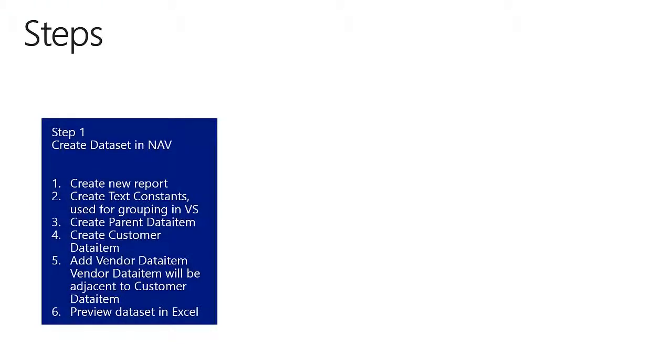In step number 1, we're going to create the dataset in NAV. First, create the report. Then we're going to create three text constants, which I'll be using in grouping in Visual Studio. We'll create a parent data item, a customer data item, and a vendor data item. The vendor data item will be adjacent to the customer data item. And then when we have done this, we'll preview the dataset in Excel before we do any layout in Visual Studio.